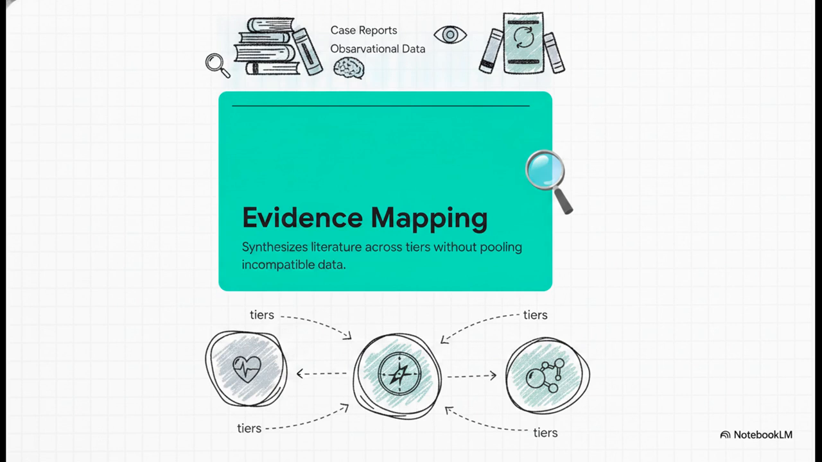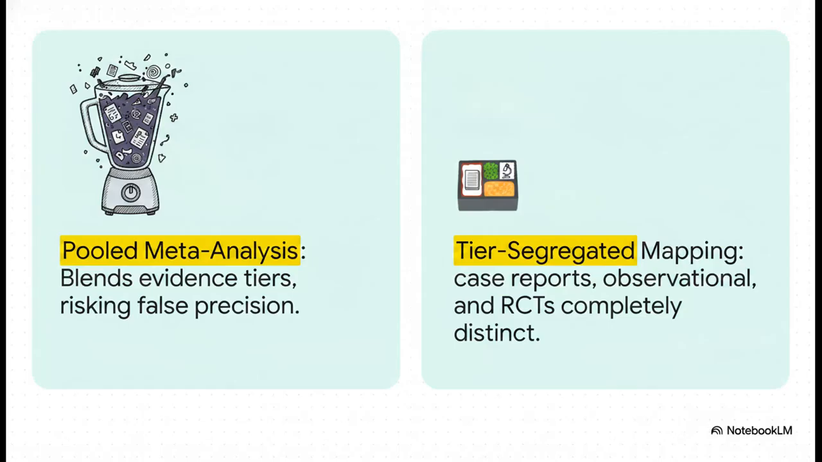Evidence mapping pulls the actual published literature on a clinical question and synthesizes it across all evidence tiers. So we're talking case reports, observational data, randomized controlled trials. But crucially, it does all this without pooling incompatible data together. It keeps each tier's contribution completely separate and visibly distinct. And honestly, this is where the magic really happens.